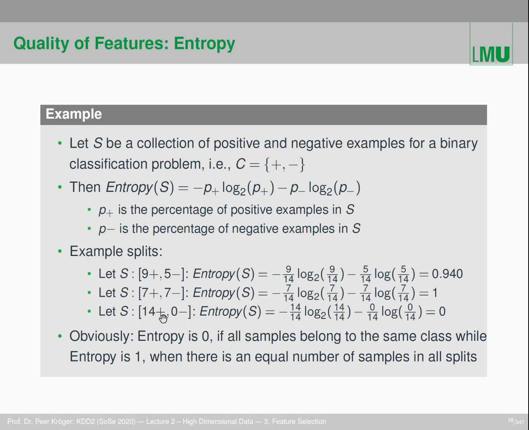That is the perfect case, because in that case you can really split the whole thing in this dimension, because 14 are plus, 0 are negative. So in that case the entropy is 0. Yeah, so entropy 0 means that all samples are in the same class. So you have 100% pureness, and that's what you want to have actually.